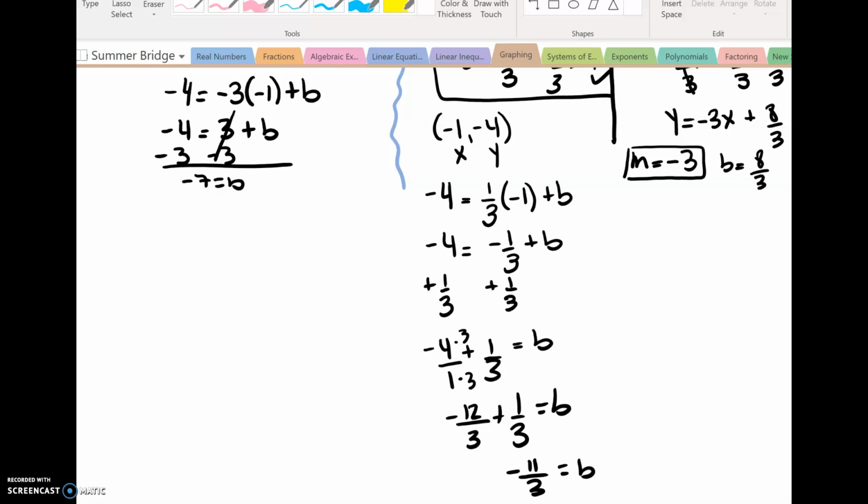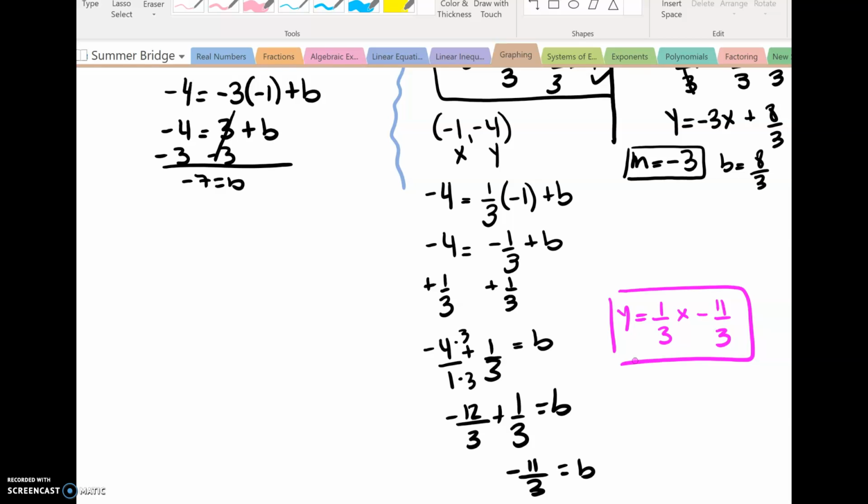So the equation of my perpendicular line that goes through the point (-1, -4) is going to equal my slope, which is 1/3, times my x value, minus 11/3. Now, not quite as pretty as the first one, but we accomplished what we needed to accomplish. And we found the equation of the line that is perpendicular to the original that goes through a specific point.